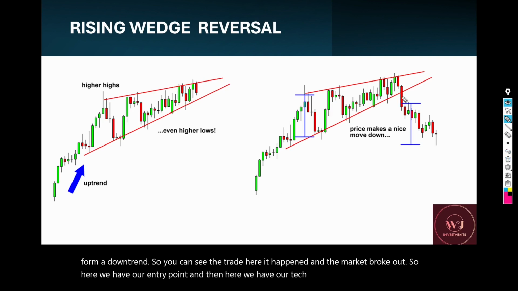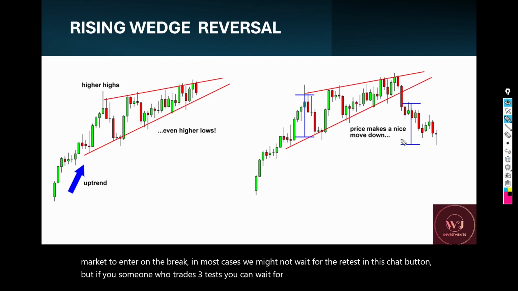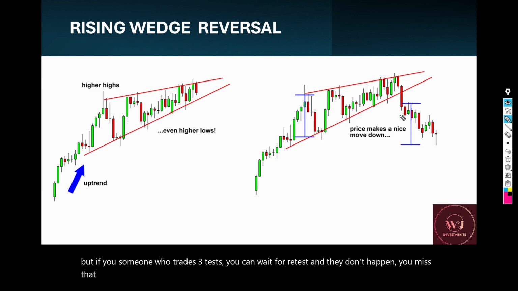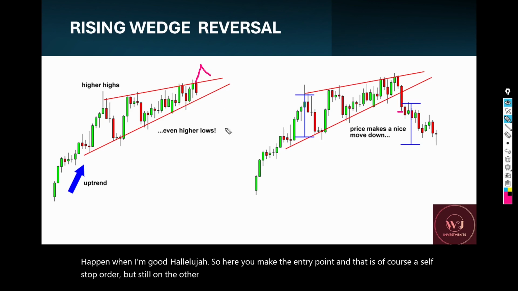When we enter the market, we enter on the break. In most cases, we might not wait for the retest in this chart pattern, but if you are someone who trades retests, you can wait for the retest. If they don't happen, you miss that trade. If they happen, well and good. So here you make the entry point, which is of course a sell stop order. But in the other case, it can break out in the reverse direction.